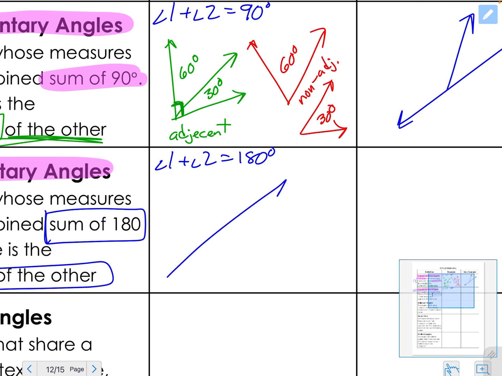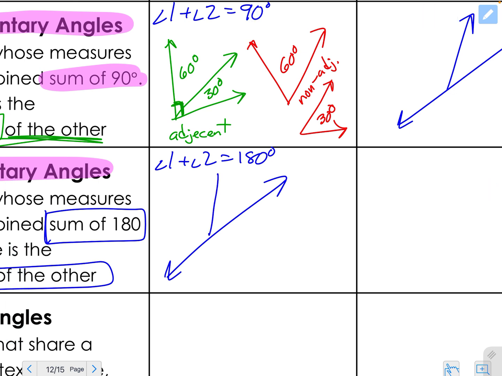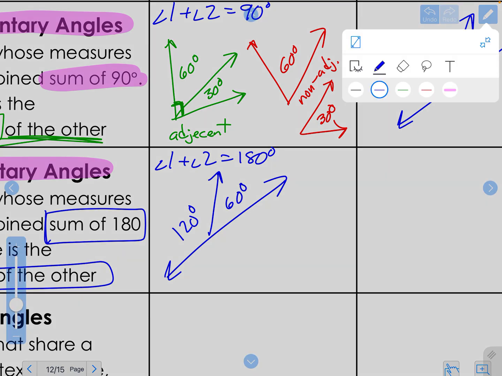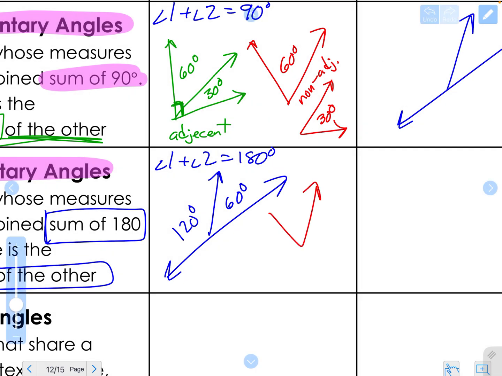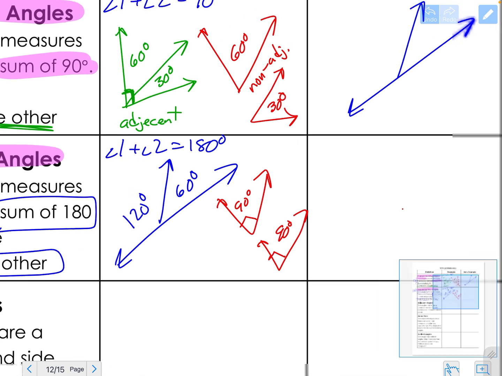The most common way you're going to see supplementary angles is when we have a straight angle. Let's say this is 120 degrees and this is 60 degrees. You can occasionally see them when they're non-adjacent, which again, let's say this one's 90 degrees and a right angle, and this one is also 90 degrees and a right angle. So both sets of these angles add up to 180 degrees.